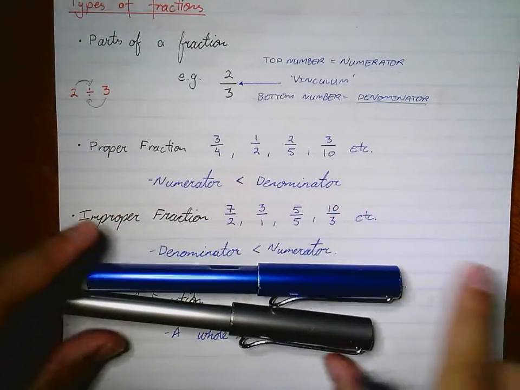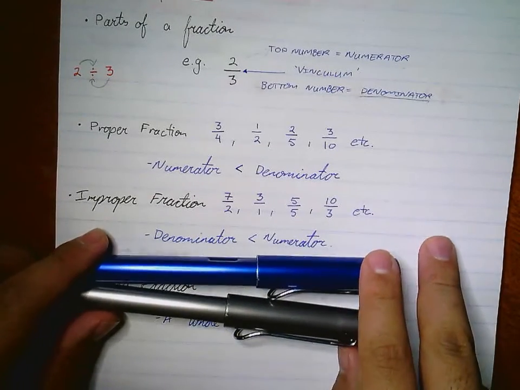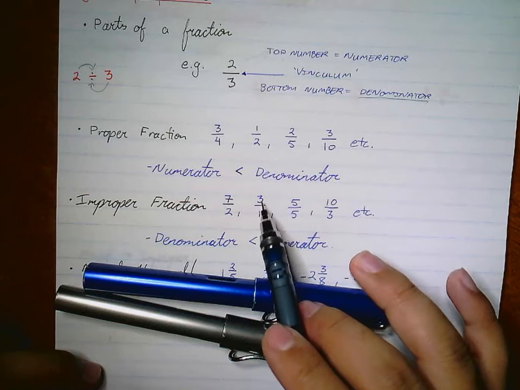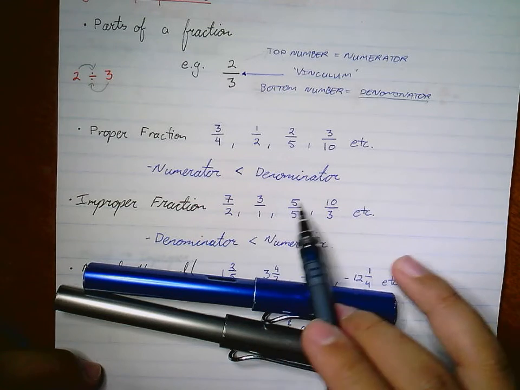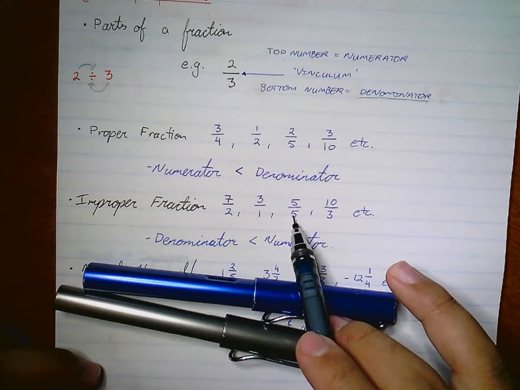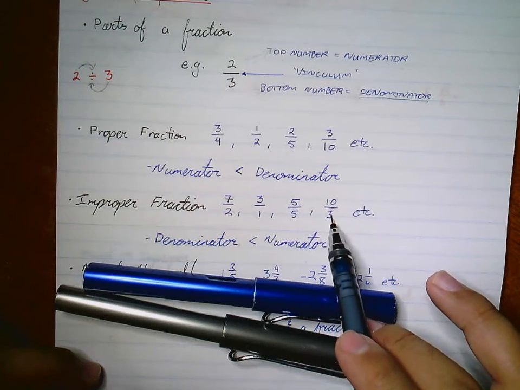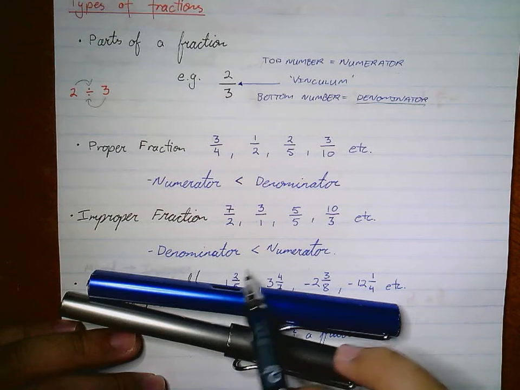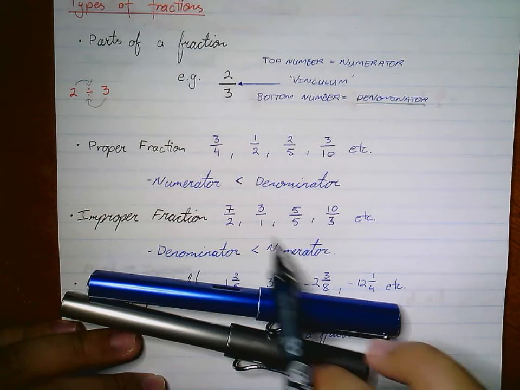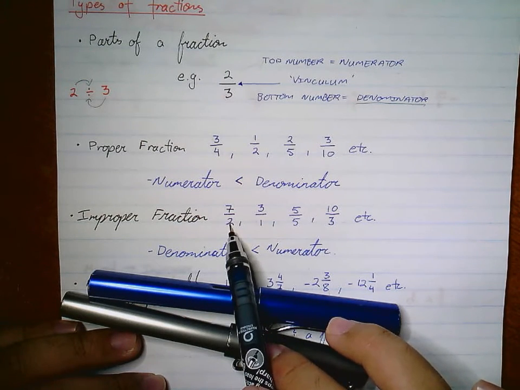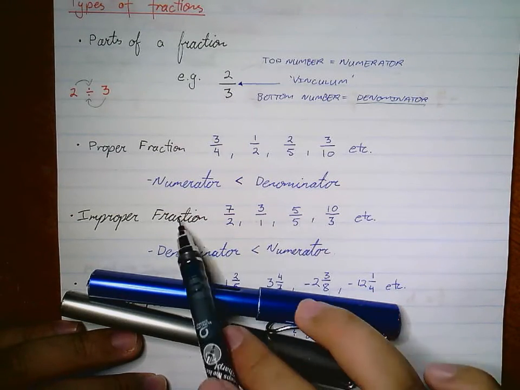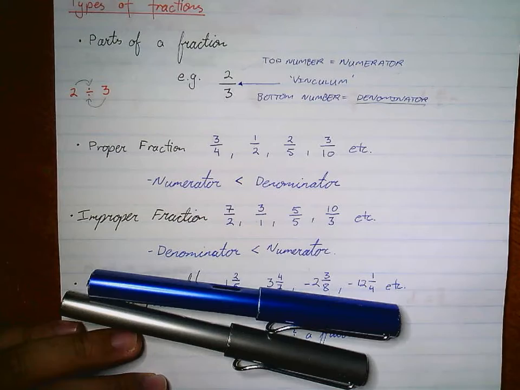The next one we're going to look at is improper fraction. Here we have a few examples. 7 halves, 3 wholes, 5 fifths, and 10 thirds, and so on they go. And in this one, the denominator is smaller than the numerator. So 7 over 2 is an improper fraction, 3 over 1, 5 over 5, and 10 over 3.